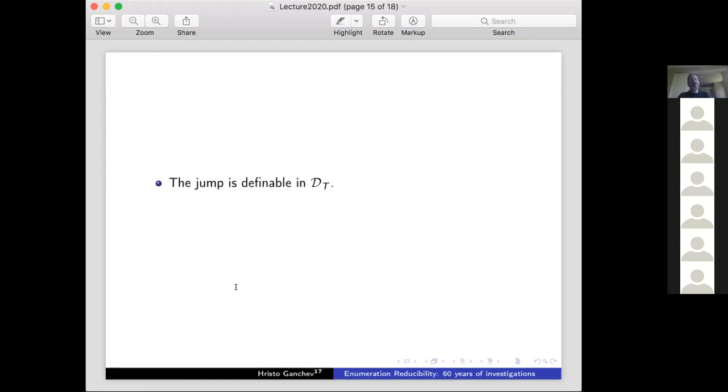Now the jump is definable in the Turing degrees, but the proof of this is very complex. So in order to define this, you define the second jump of zero using some coding of arithmetic, then you define the first jump of zero, and then you define everything else. So the jump of every element.